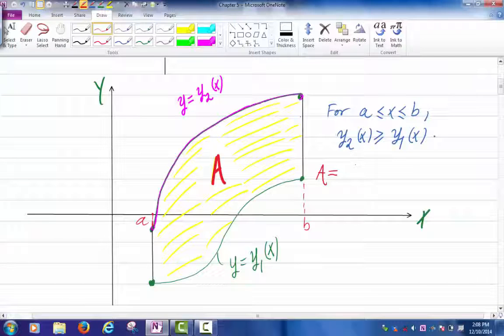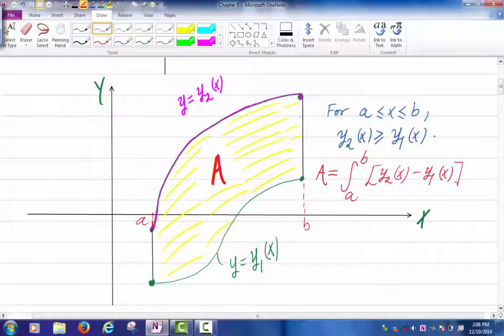And that area, we found out, is that all it is, it is the integral from A to B of y2 minus y1. And this is it. That's the area of such a region. Okay. Did that make sense? Okay.